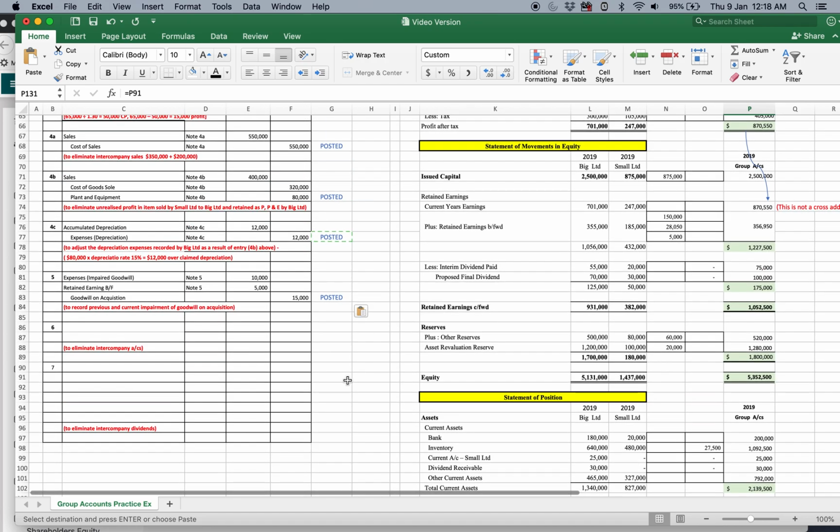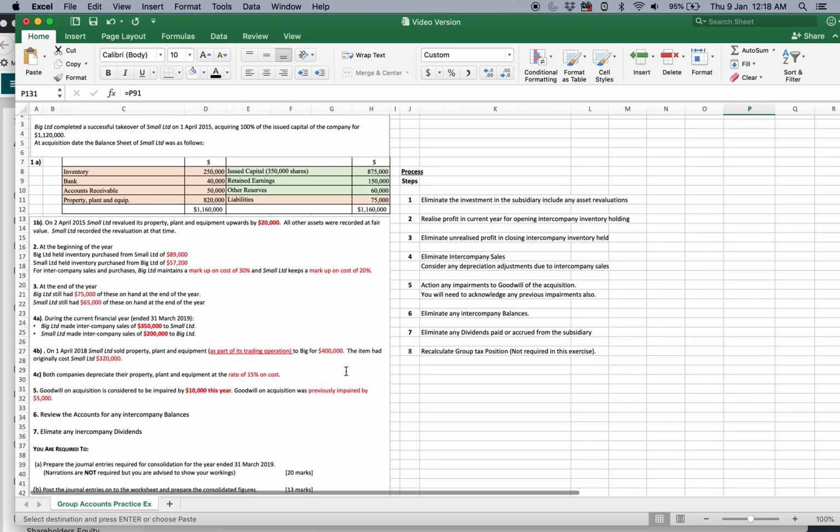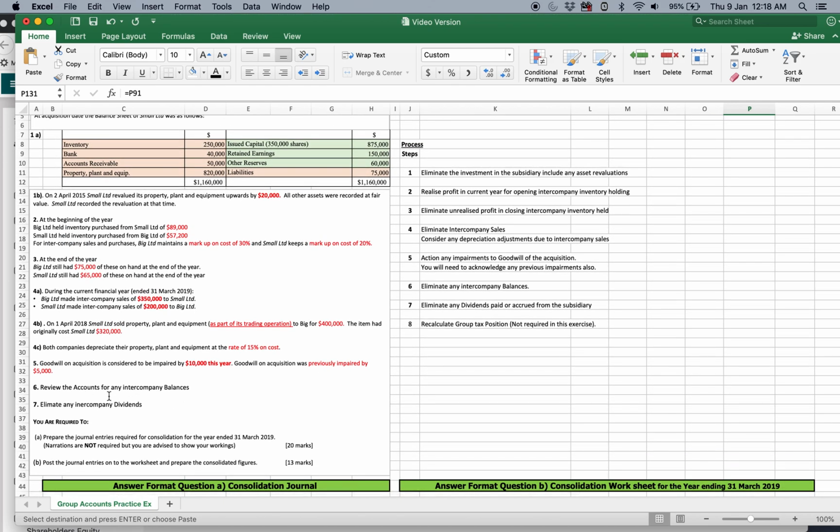We've only got 2 more journals to go, to eliminate intercompany accounts. So you sometimes, and I've added this in here, review the accounts for intercompany balances. Really, this information you probably wouldn't just pick up by glancing at the 2 sets of accounts. People would have needed to give you this detail. But these other things you can actually pick up by looking at the accounts, okay?